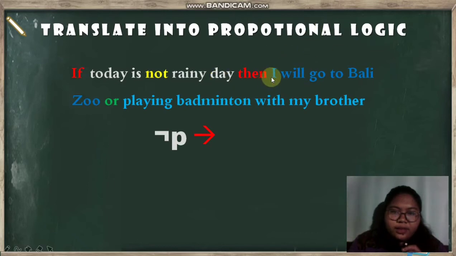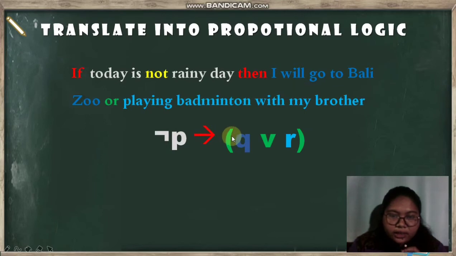And then here, I will go to Bali Zoo or play badminton with my brother. I will go to Bali Zoo as Q, and here we have an or, and then playing badminton with my brother is R. So this will be Q or R. So the propositional logic for this statement is: if not P, then Q or R.